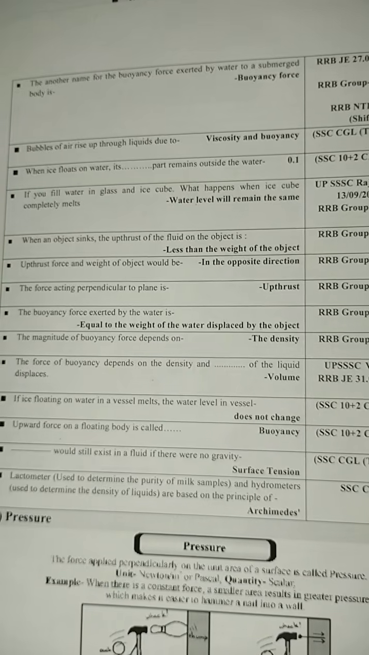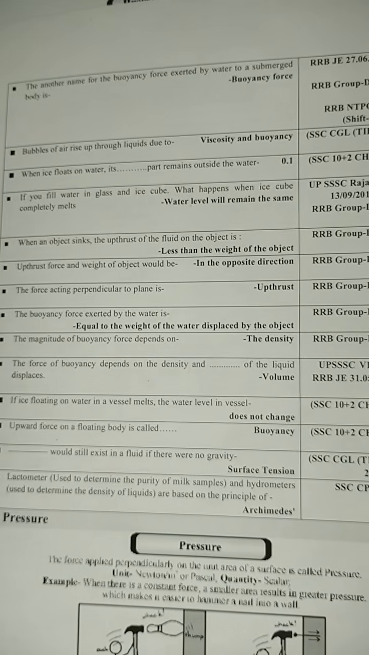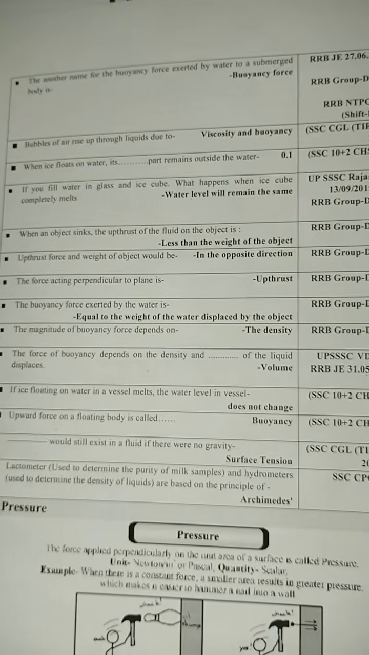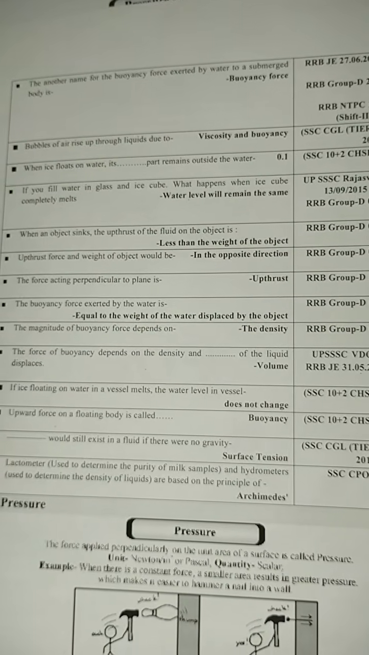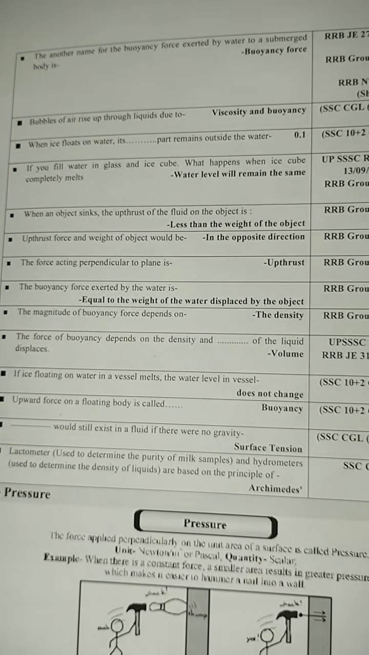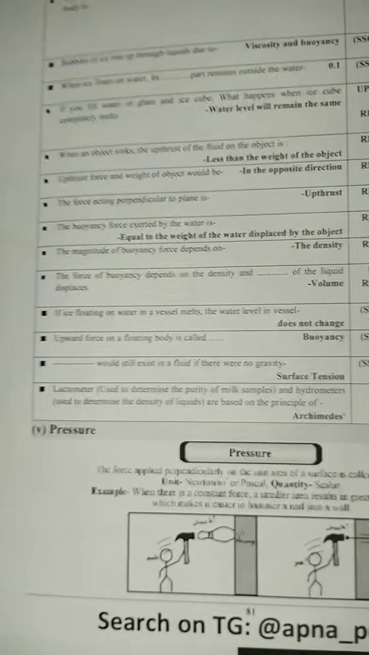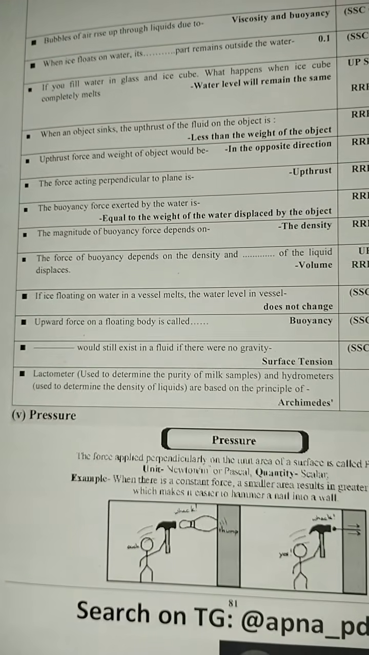When an object sinks, the upthrust of the fluid on the object is less than the weight of the object. Upthrust force and weight of the object are in opposite directions. The force acting perpendicular to the plane is upthrust. The buoyancy force exerted by water is equal to the weight of water displaced by the object.